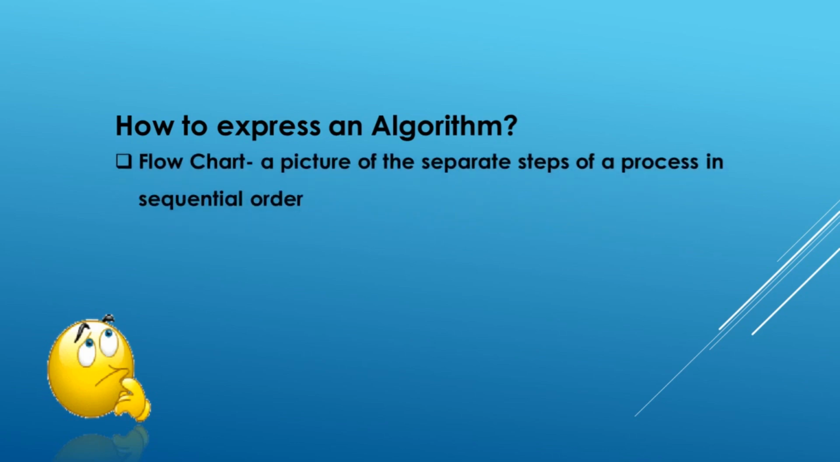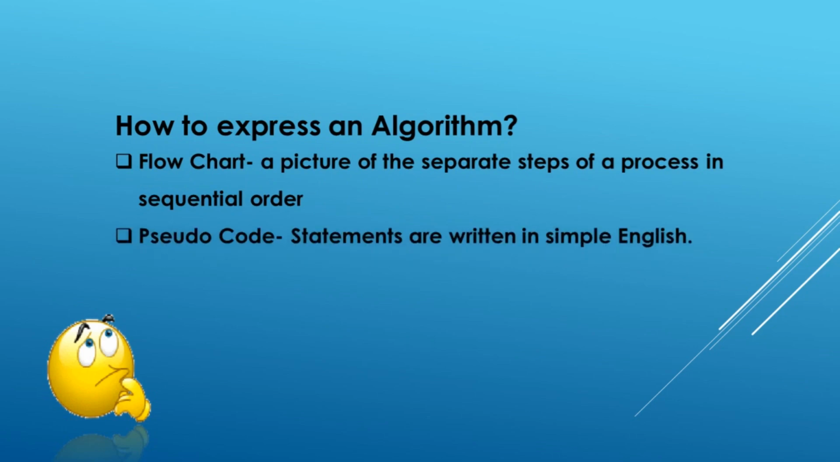There are some ways to express an algorithm. By flowchart. A flowchart is a picture of the separate steps of a process in sequential order. By pseudocode. Pseudocode is a statement written in simple English. Also, we can express an algorithm in natural language.